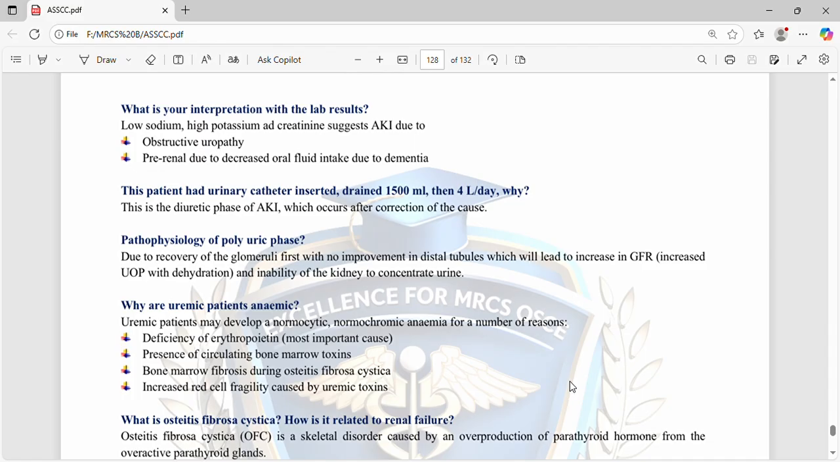The patient had a urinary catheter inserted, drained 1500 ml, then 4 liters per day. Why? This is the diuretic phase of AKI, which occurs after correction of the cause. So whenever there is an AKI, there are three phases for the reversal. One of the phases is the diuretic phase. So maybe this 4 liters per day is because of this.